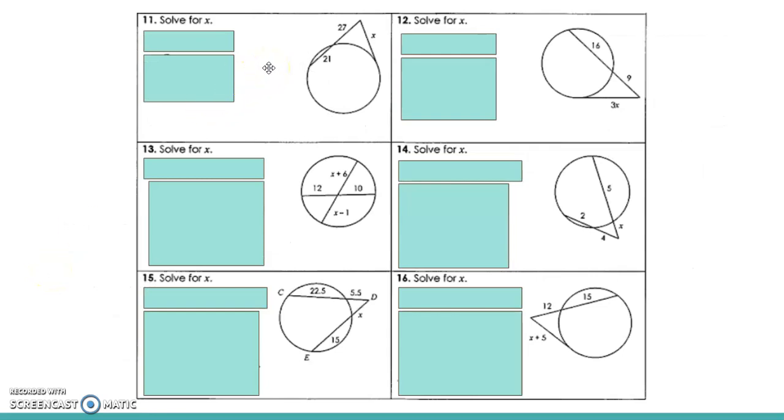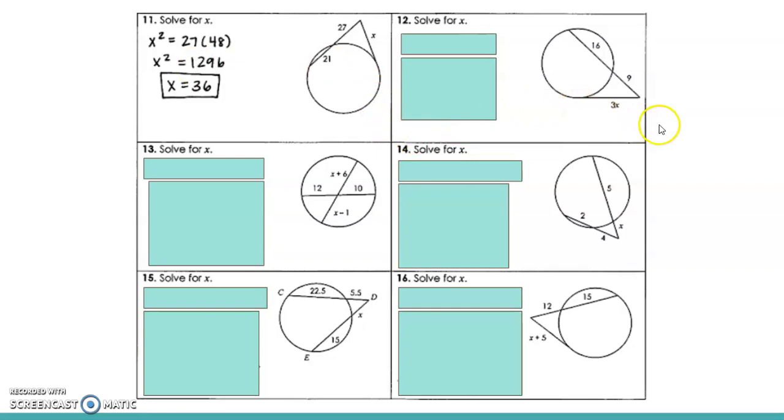For number 11, we're finding x. When we write our equation, we're going to get that x squared equals 27 times 48. 48 is 27 plus 21. When we solve for x squared, we find that x equals 36. Remember, to undo a square, we just take the square root of both sides.